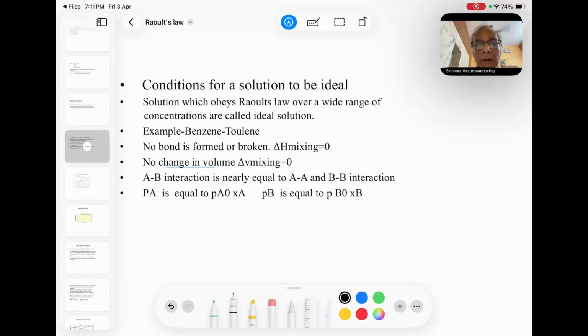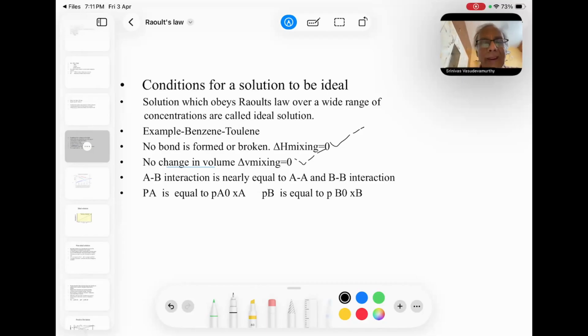Example, benzene and toluene. I'm mixing benzene and toluene to form a solution. Here, no hydrogen bond is formed, no hydrogen bond is broken. So no enthalpy change, delta H mixing equals 0. Because no bond is broken or made, no change in volume, delta V mixing equals 0. Interaction: if I take benzene, there's an interaction between the benzene molecules. In toluene, there's an interaction between toluene molecules. I have mixed them together and got a solution containing both solvents, benzene and toluene.